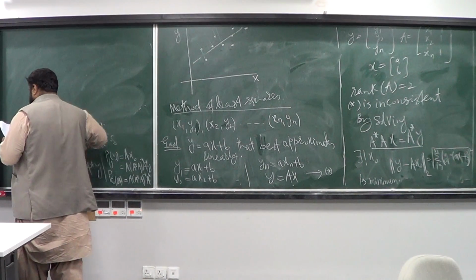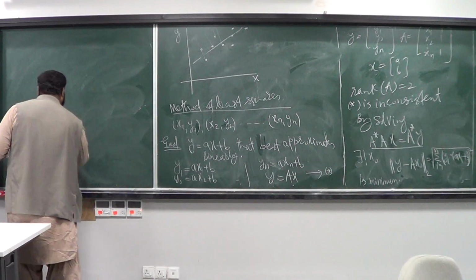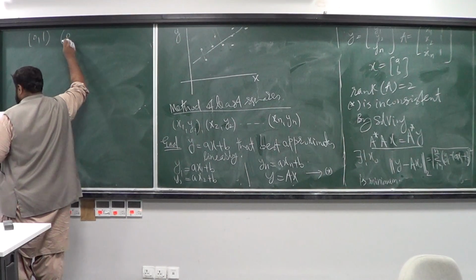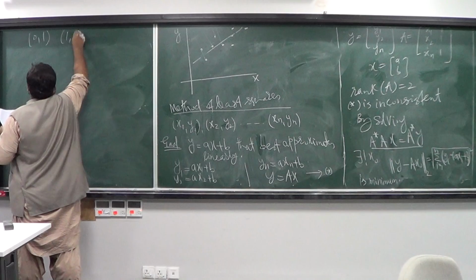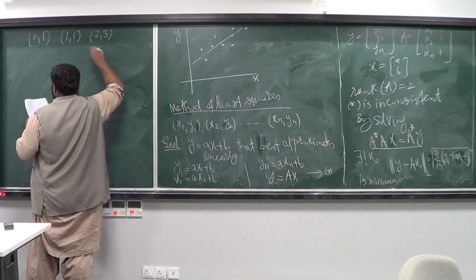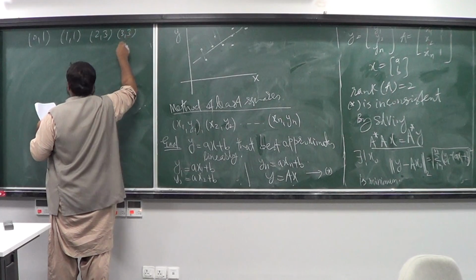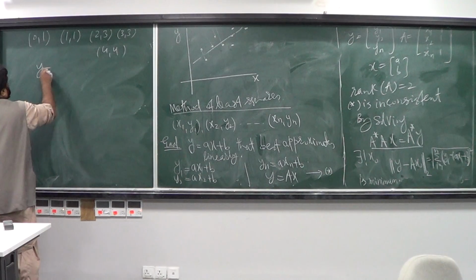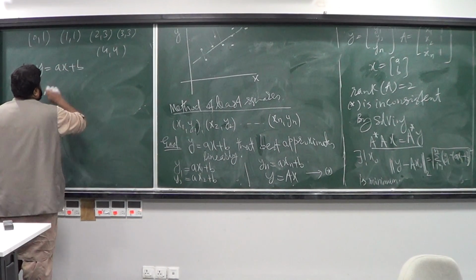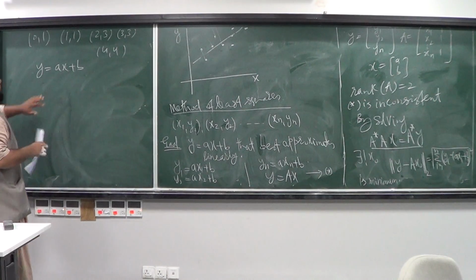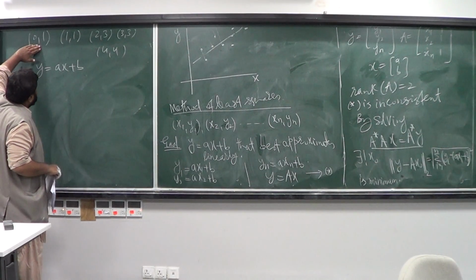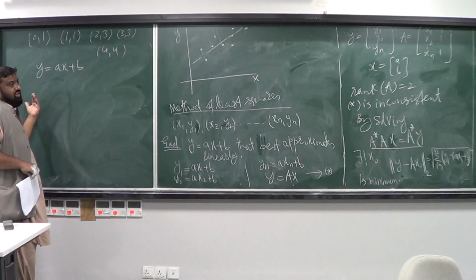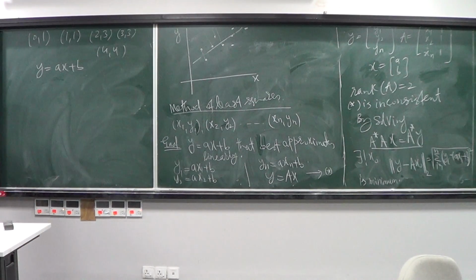Imagine you have been given a set of data: the points 0, 1; 1, 1; 2, 3; 3, 3; and 4, 4. And I want to best fit a line y equal to ax plus b. I want to find a and b for which the distance between all these points and this line is minimum. So this is what I would like to find.